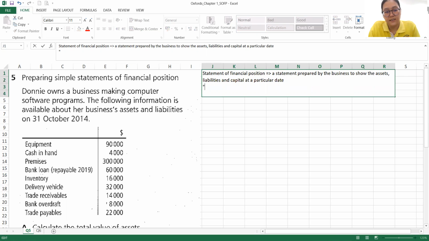the meaning of at a particular date is trying to tell you is, let's say I'm saying that 31st October, I'm preparing my statement of financial position at 31st October 2014. It means that on this date only the data or the number only refer to 31st October. There's not for the 30th October, there's not for the 1st November, there's not for the 1st December. So that is meant by on a particular date.